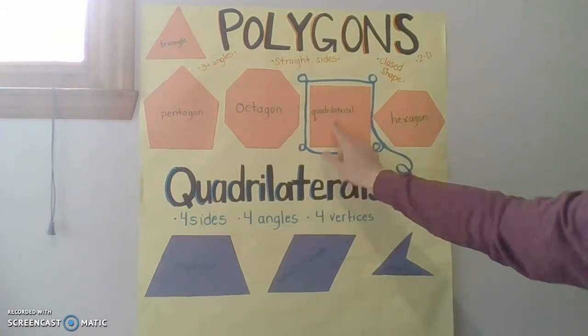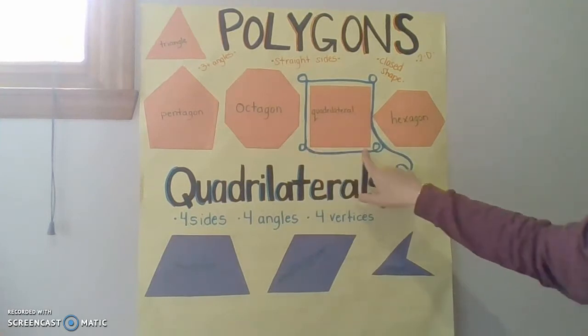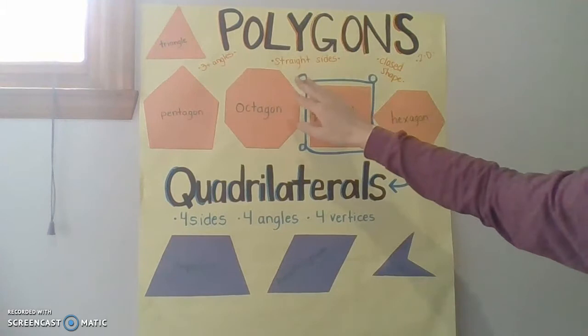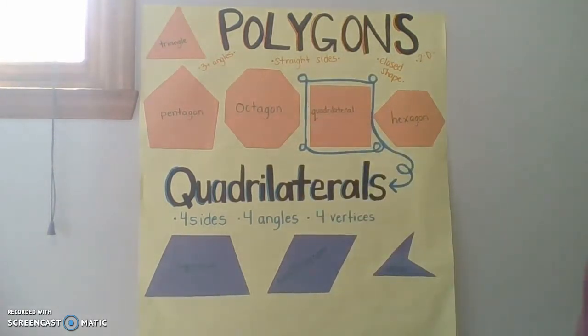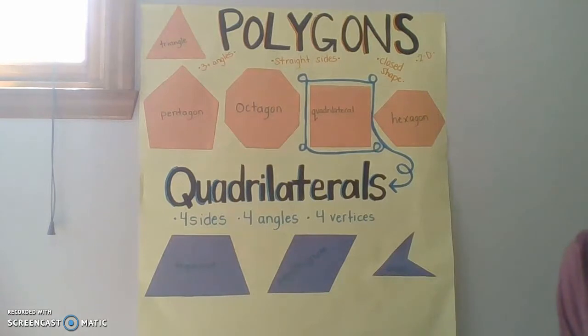Now a quadrilateral can go into both categories. A quadrilateral has 4 sides, 4 angles, and 4 vertex, but it's also a polygon because it has straight sides, it's a closed shape, and it has more than 3 angles, and it's a 2D shape. Okay, so I just wanted to show you that quick. That's a good reference. If you ever need to pause this video, you can do that. But now we will get started on today's lesson.